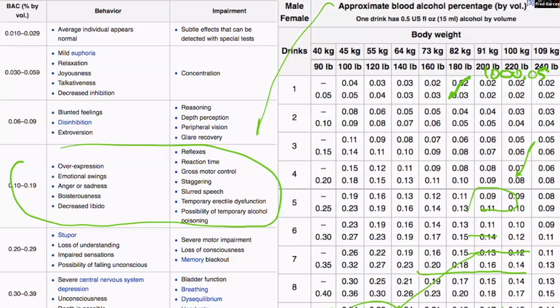This tells you what your blood alcohol level will be depending on your mass, your weight, and the amount of alcoholic beverage you consume. This is an approximation, but that's usually what's given out so that people do not drink and drive.